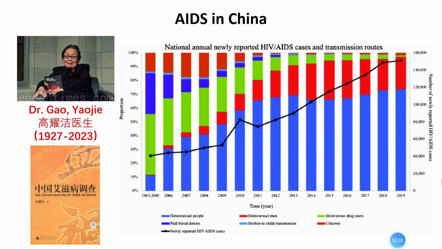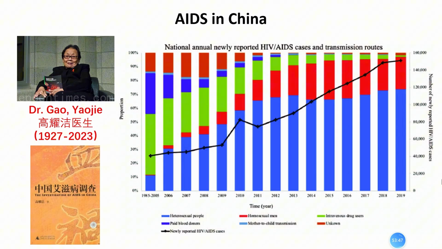But the latest data here is 2019. The major reason is this: the blue one is the heterosexual transmission, and this is homosexual men. So sexual contact is the major route of transmission right now.